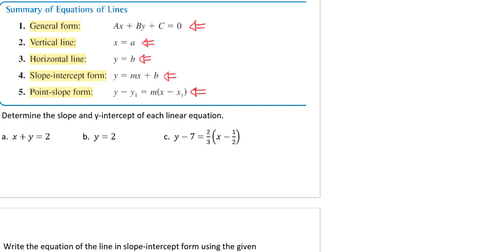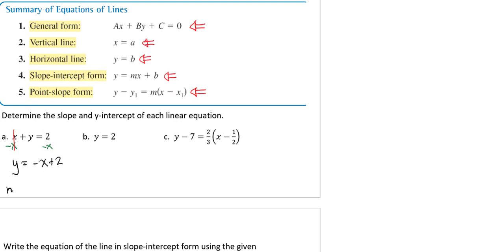So we're going to go ahead and determine the slope and the y-intercept of each of these linear equations here. If we take a look at example A, it says x plus y equals 2. So we want to get the y by itself because there is a y. To do that, we'll subtract x from both sides by doing its inverse operation. And so we get y equals negative x plus 2. And now we have it in slope-intercept form.